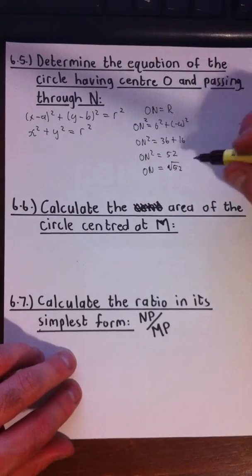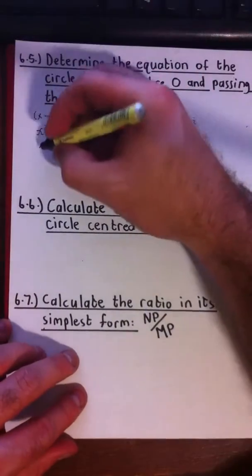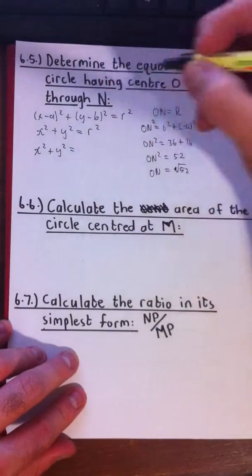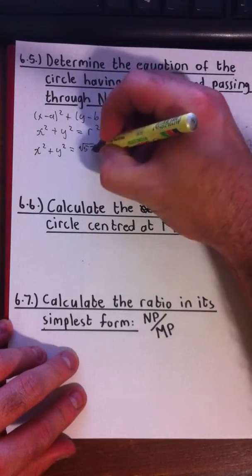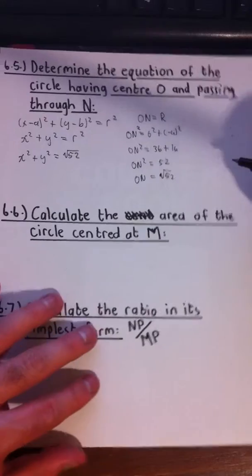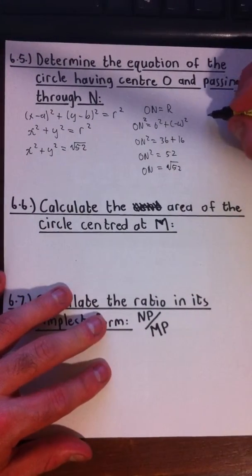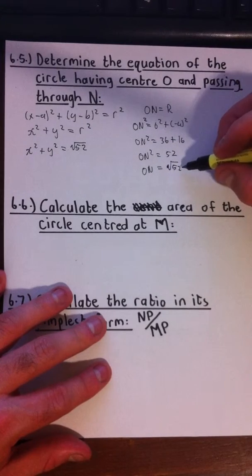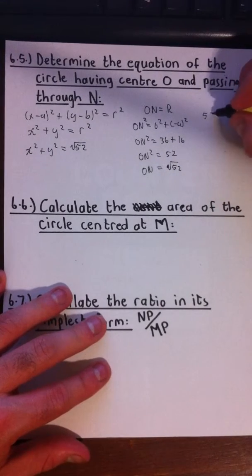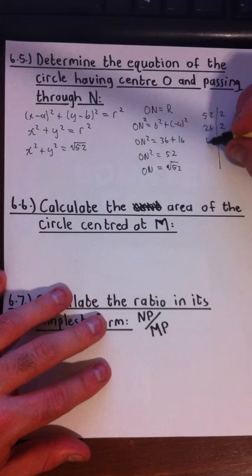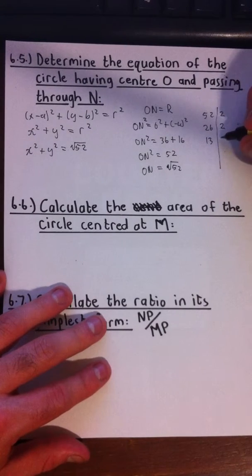Now we can simplify that as well. The square root of 52 should work. So we have as our equation x squared plus y squared equals square root of 52. And just to see how we would simplify it, let's have a look at how we simplify a surd. We can do that by getting this number into its prime factor form. So let's say 52, and the first prime number it can divide into is 2. That leaves us with 26. We can divide that by 2 again to give us 13, and 13 is already prime, so it can only be divided by itself.